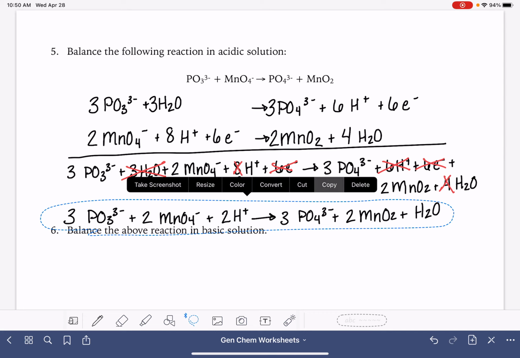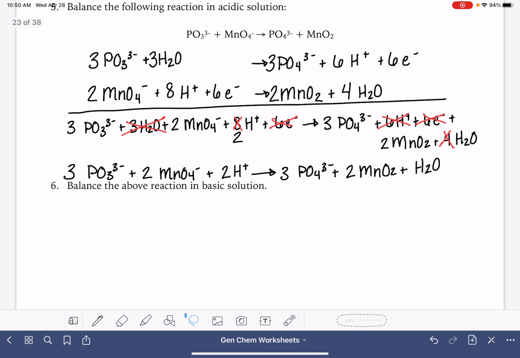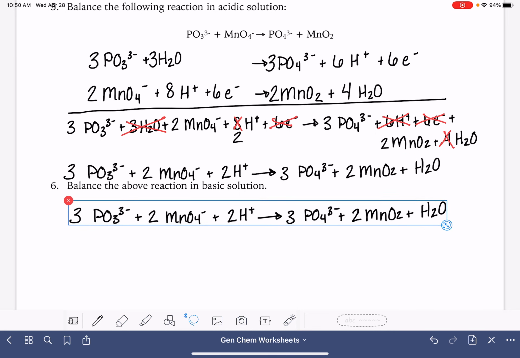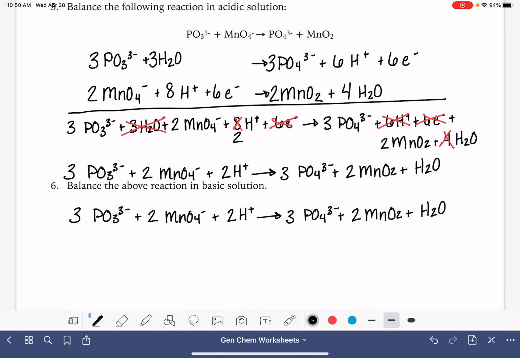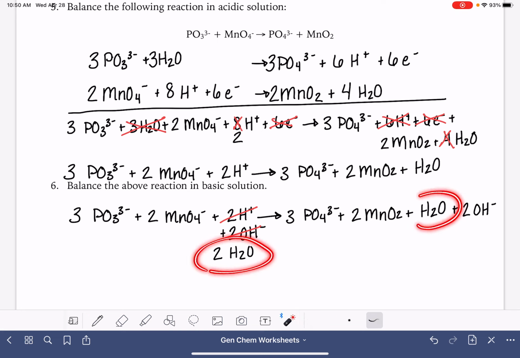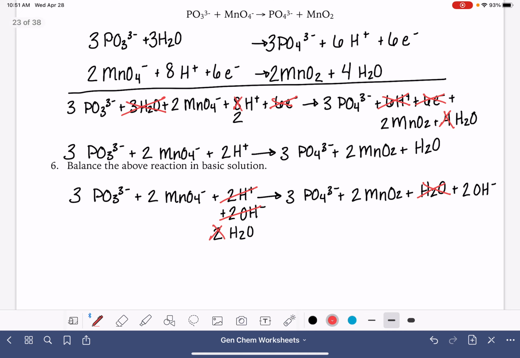I'm just going to copy this equation down here to do the basic solution balancing. To do that, we want to find our H+. We want to add that same amount of OH-, and don't mess up like I did last time and almost forget to do the same thing to the left as I do to the right. The OH- and the H+ combine to make water, 2H2O. And then once we've made our water, we want to look and see if we have water to cancel out. We can take 1 water molecule away from each side, and here is our equation balanced in a basic solution.